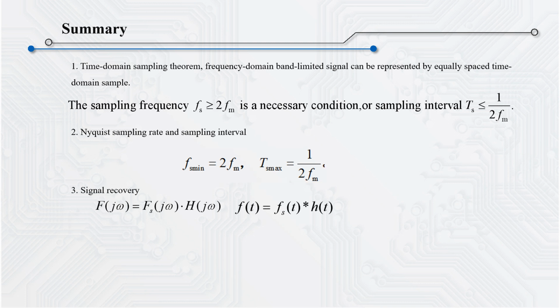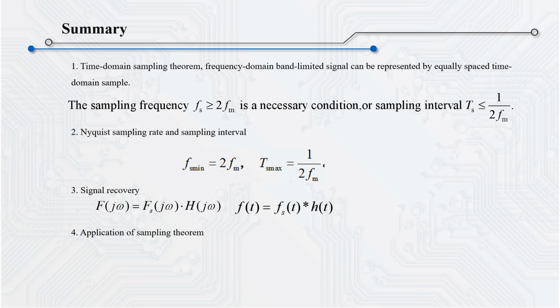Therefore, the Nyquist sampling rate and Nyquist sampling interval are obtained. Its minimum sampling frequency is 2fm, and the maximum sampling interval is 1/2fm. When a signal is recovered, the principle is very simple. According to the formula F(jω) equals Fs(jω) times H(jω), the original signal can be recovered after the sample signal is processed by an ideal low-pass filter. Of course, its prerequisite is that the sampling theorem must be satisfied.